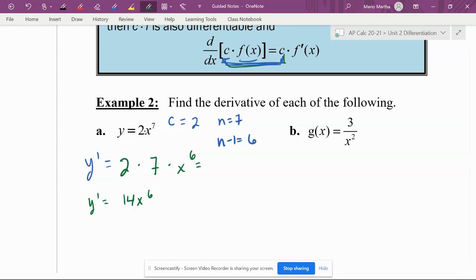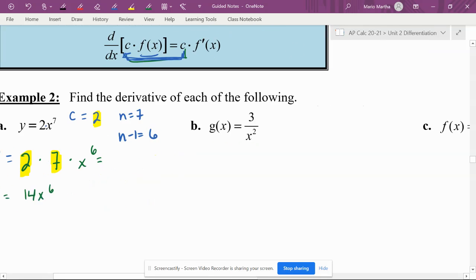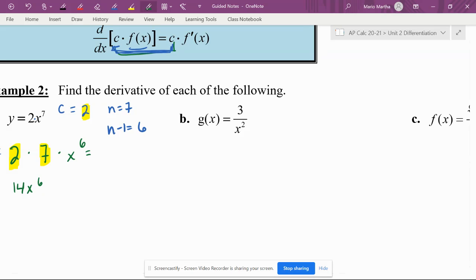So again, pretty much whatever you guys had on the outside right here, you're just going to multiply by the n that you get out of the power rule. So let's look at example B right there. So this is g. We're looking for g prime of x now. So we want to rewrite this again first with a negative exponent. So this would be 3 times x to the negative 2.